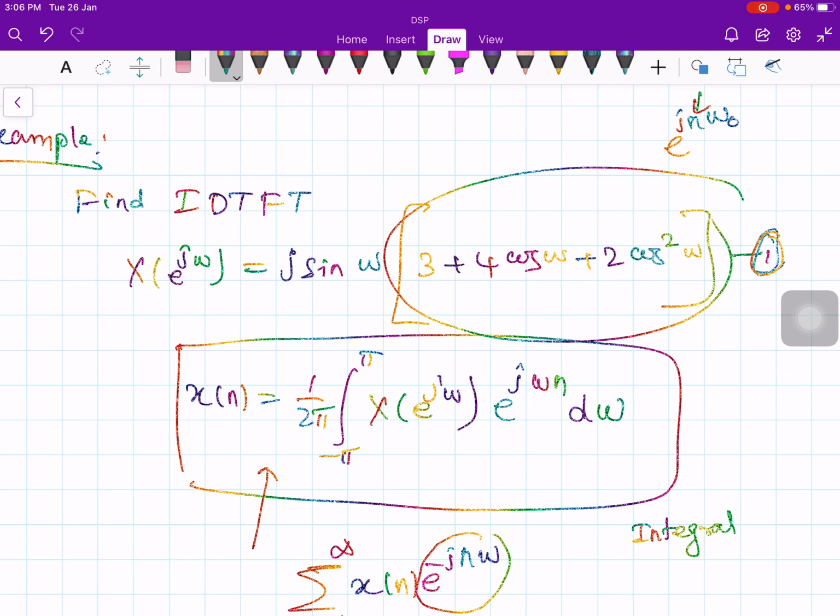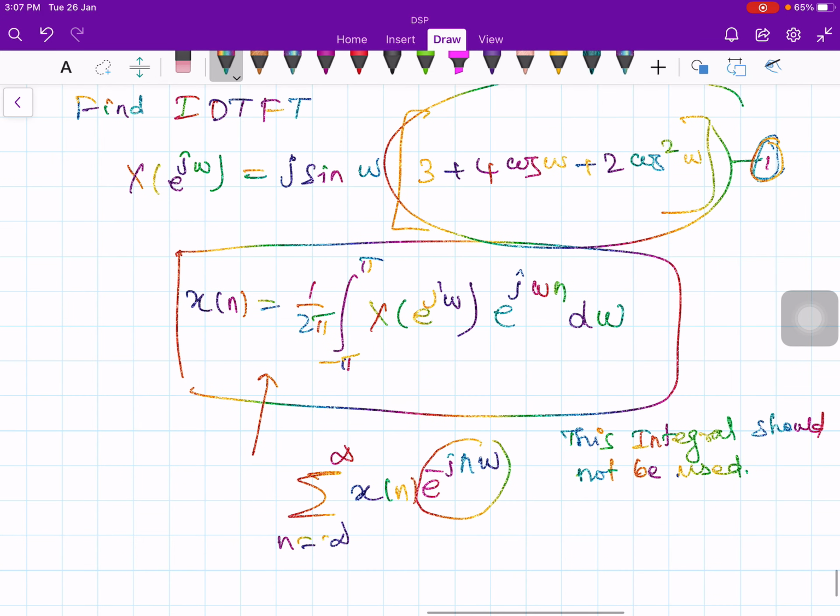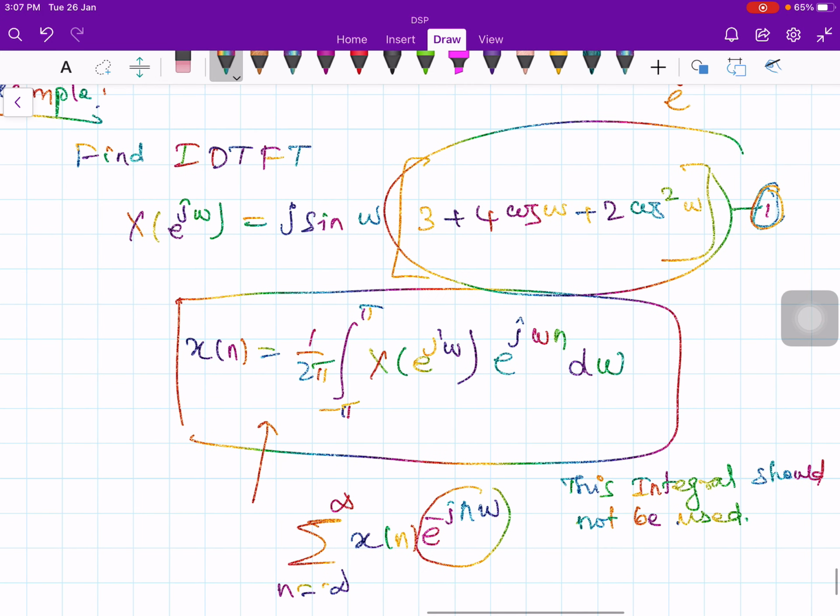This integral should not be used. There are examples where you are most welcome to use this integral, but there are places where you should not use it. So by looking at the problem, you should be able to recognize that X of e to the j omega can be very simply written, so that you can find the x of n sequence.